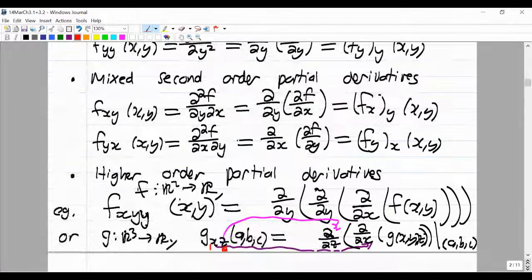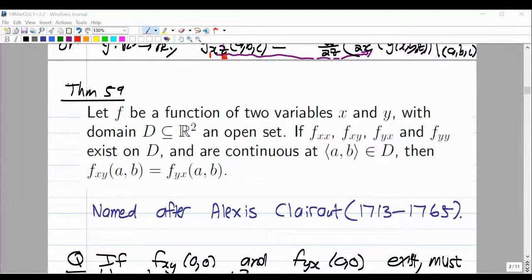Alrighty, now there's a beautiful theorem, 59, that says that if f is a function of two variables, x and y, with domain D, a subset of R2, which is an open set, that's the one condition. And if all of the second order partials exist on D, and the last condition is that all of them are continuous at the point AB, then the mixed order f x y and f y x is the same. This is theorem 59. So there are occasions where it is the same.